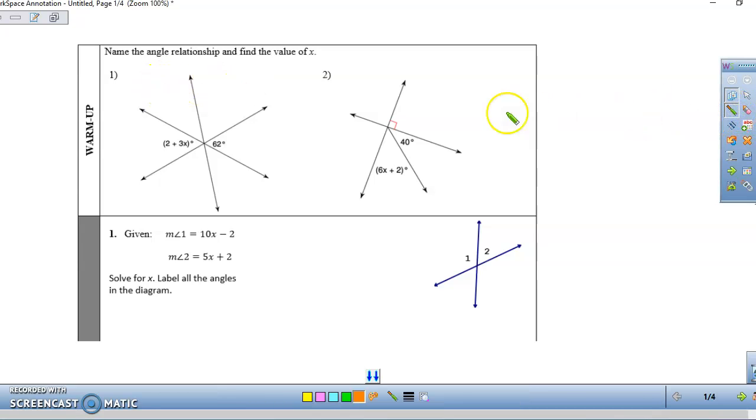Okay, anytime you have a bunch of intersecting lines and angle measures, generally you want to look to see if you have vertical angles. The easiest way to find that is if you try to highlight just two lines. So vertical angles are always formed by just two lines. So these two guys would be vertical angles. So the angle relationship would be vertical angles.